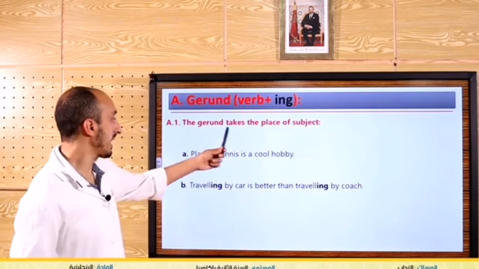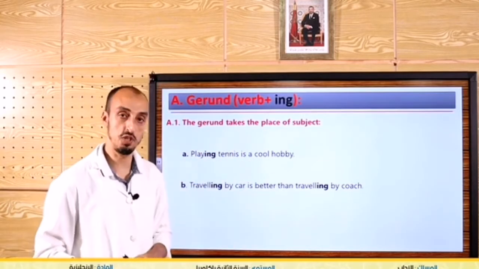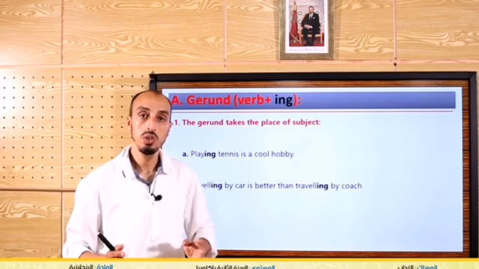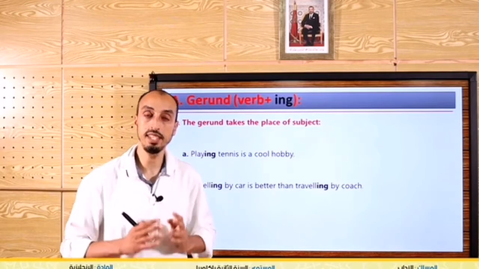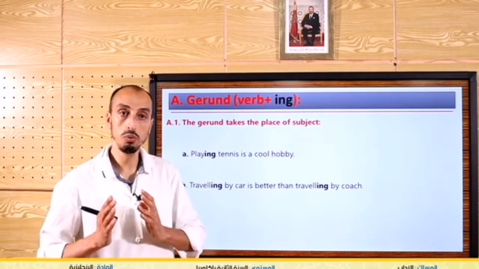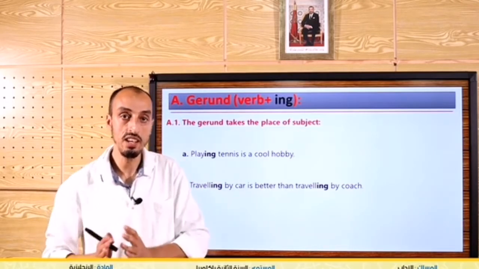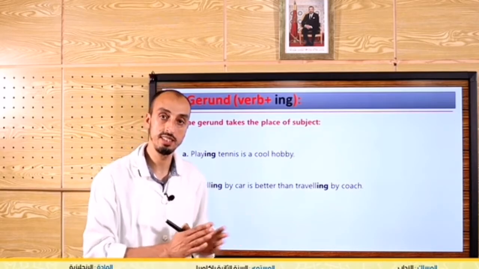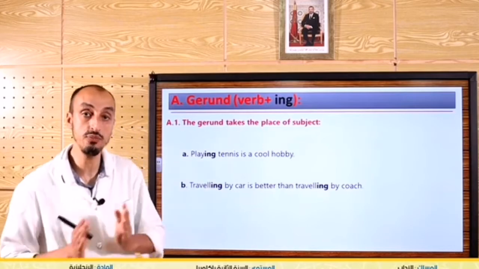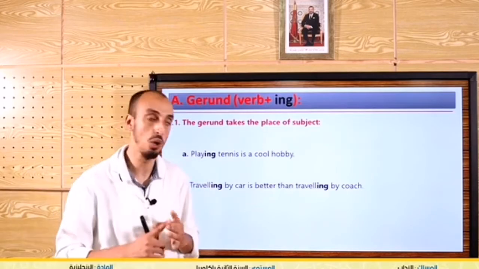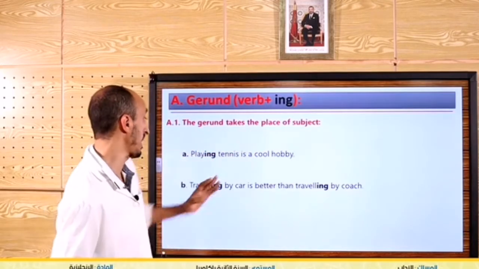So the gerund takes the place of a subject. As you know, the English word order in sentences follows these patterns: subject, verb, object. That's the word order of English sentences: subject, verb, object, SVO. So the gerund takes the place of subject sometimes.